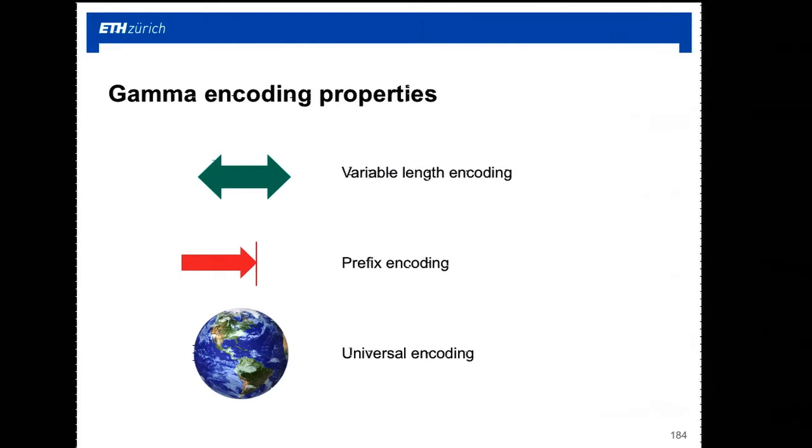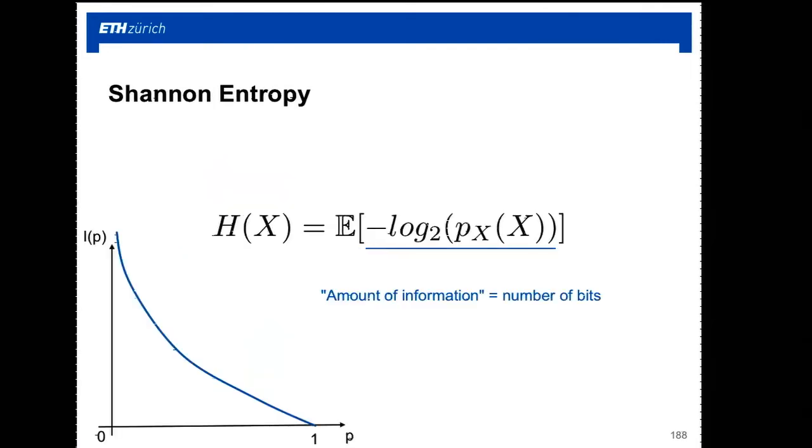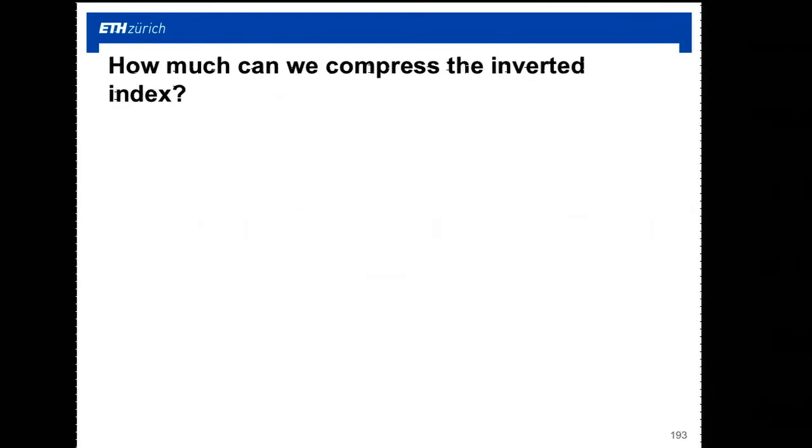I told you about these things in the questions. I told you it's a prefix encoding because you know where it stops, and I told you it's a universal encoding because it's optimal regardless of the distribution, the gamma codes. Then I showed you the entropy to show you that.